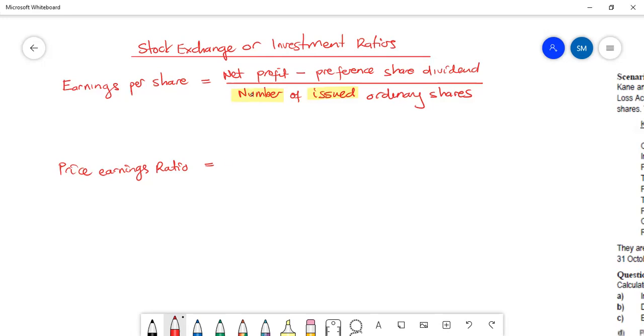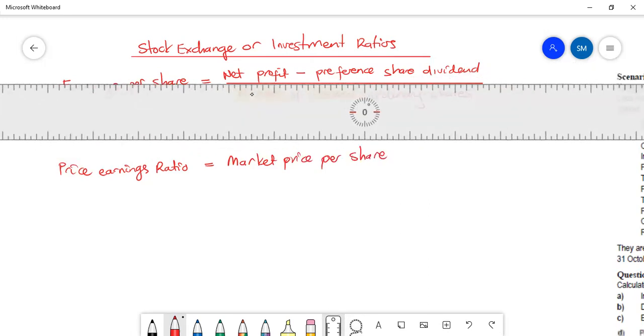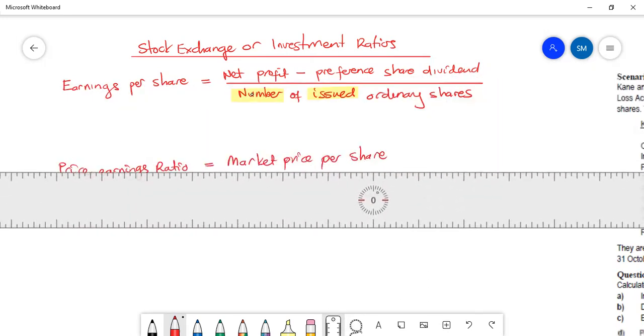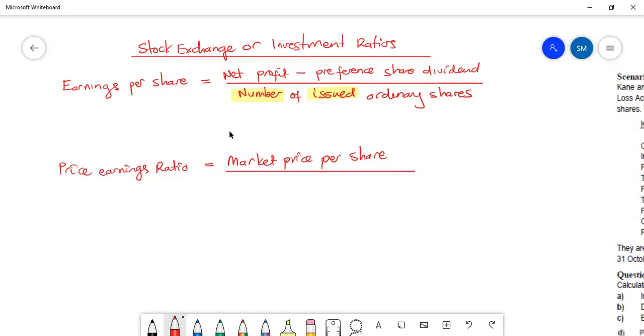So market price per share, but that is the price at which it is currently trading on the market, divided by earnings per share. It's usually abbreviated as EPS.